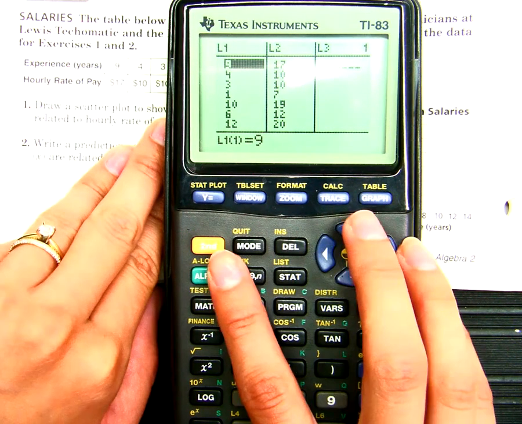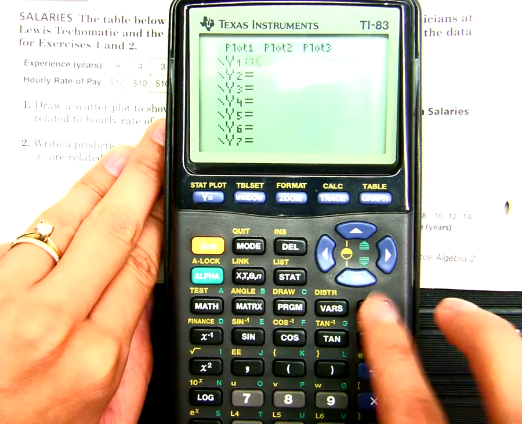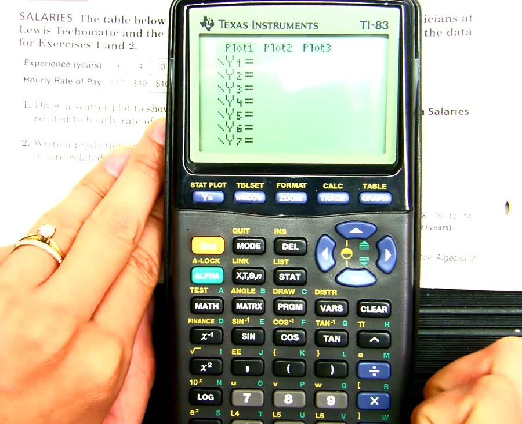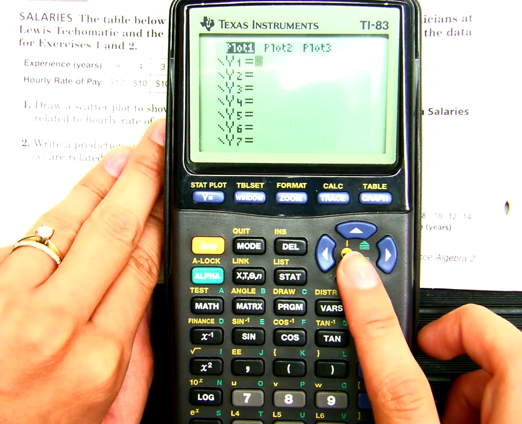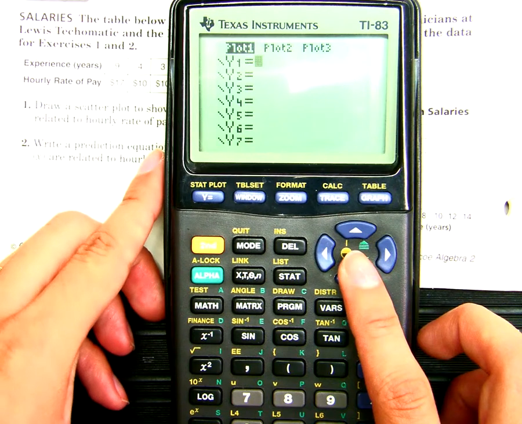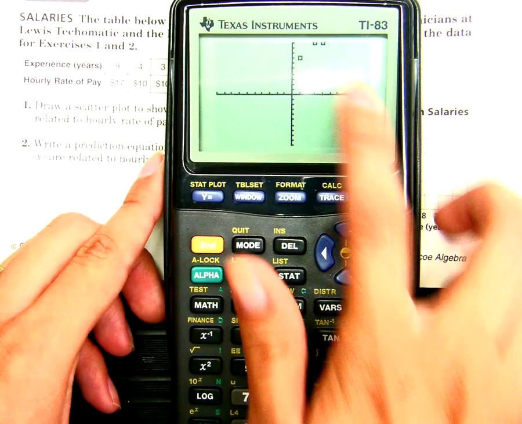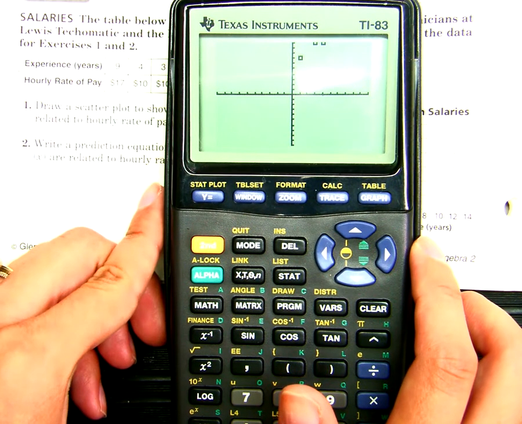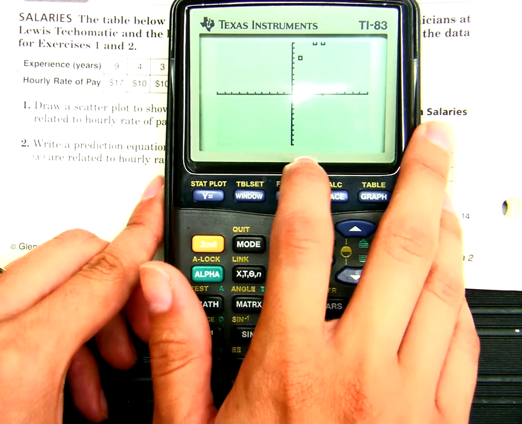To turn your stat plot on, go up to y equals, clear anything you have there, go up to Plot 1 and hit enter. Scrolling back down, it should now be highlighted. If you hit graph, you'll be able to see some of the points, but not all of them, because our window does not allow for the other points to show. Remember, this window is only going from -10 to 10 and -10 to 10.